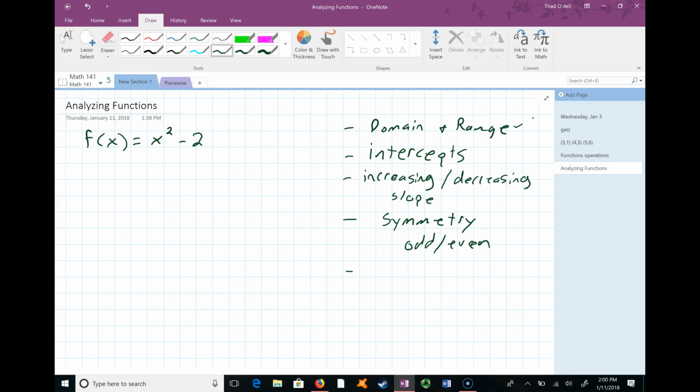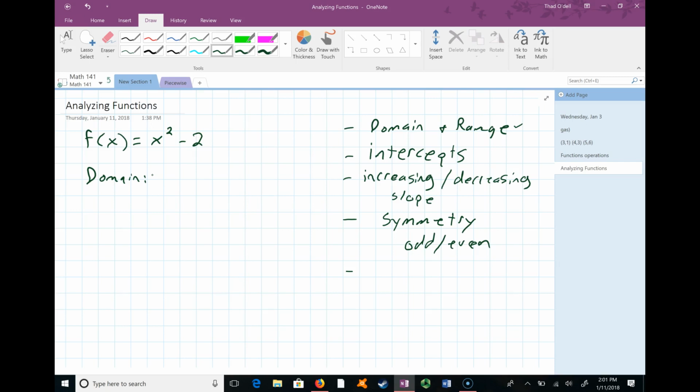For domain and range, domain is a list of all possible x values. I think the best way to deal with domain is to just assume the domain is all real numbers, unless there's a problem. The problems we've talked about in class are dividing by 0 and the square root of a negative number. So you ask yourself, is there any number I could plug in for x that would cause me to divide by 0 in this function? Of course the answer is no, because there is no division in this function.